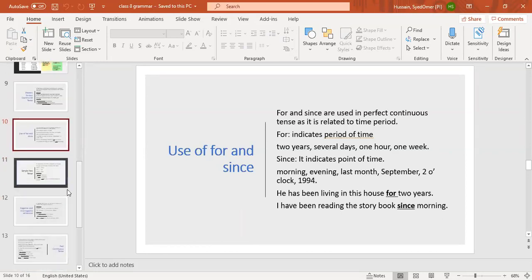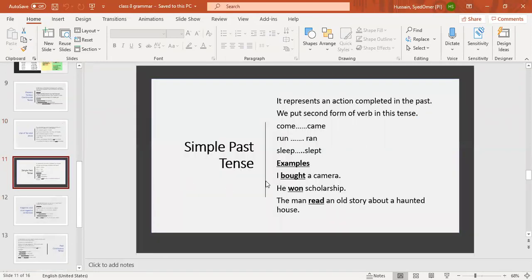Now students, our next topic, simple past tense. We did it in class 7 also, so you should remember. Every time I tell you people that beta, write the story in simple past tense, do this paragraph in simple past tense. So simple past tense, very easy tense, that it represents an action completed in the past. It tells about an action completed in the past, like whatever you did yesterday.